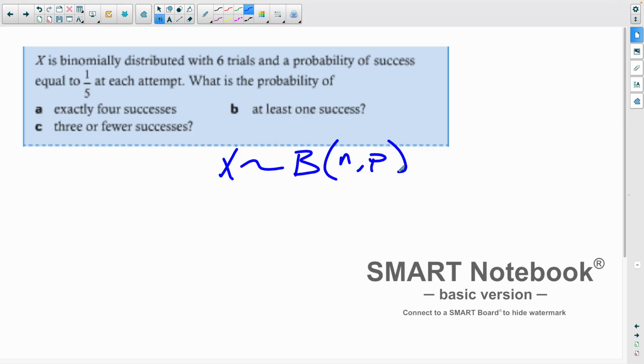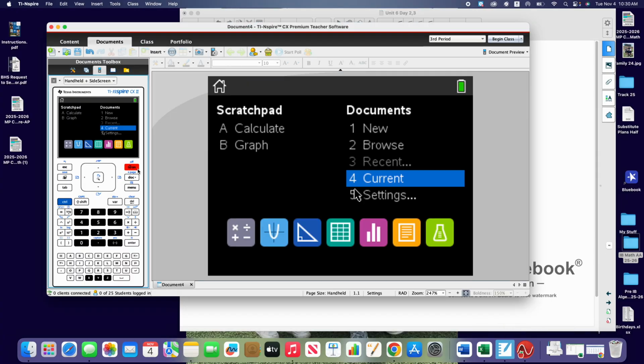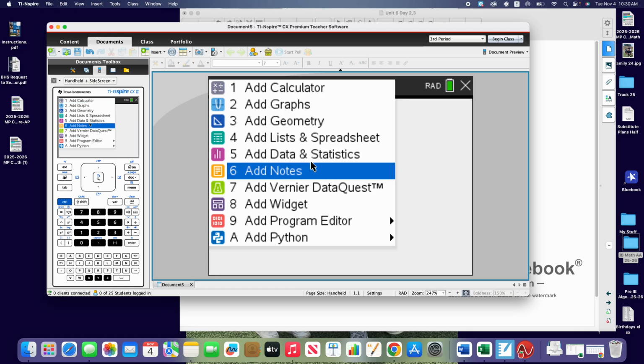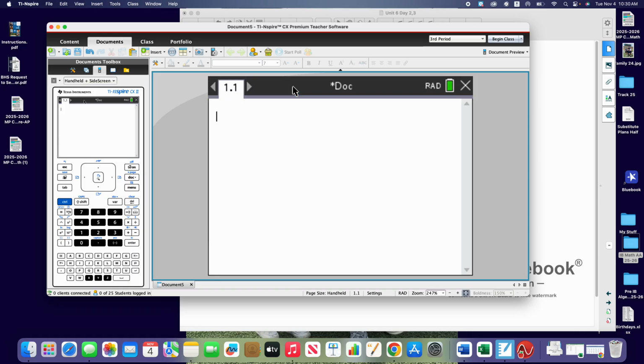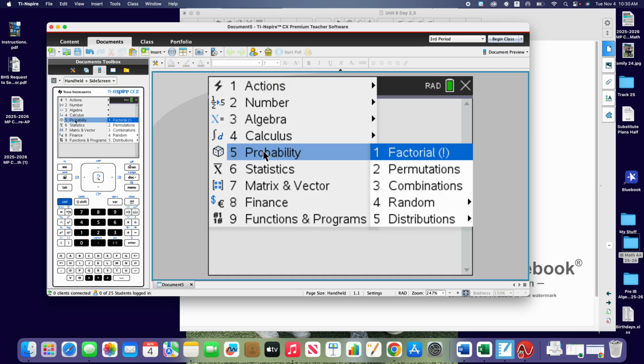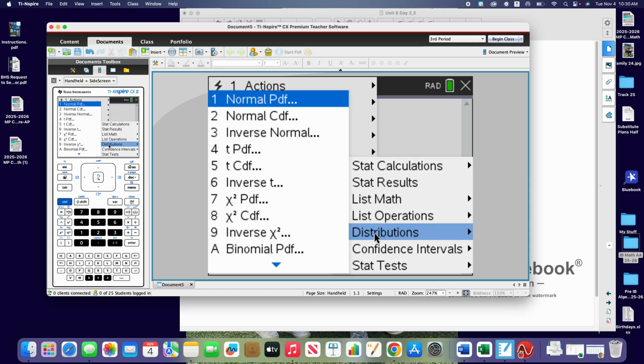So when I go to my calculator, we discussed this real quickly the other day. I'm going to start fresh. I'm going to go on new. No, I'm not going to save that. And I'm going to add a calculator. We talked the other day that there's two locations. We're merging this idea of probability and statistics. So you can go to probability, you can go to distributions, or you could go to statistics and go to distributions. I don't care which one you go. And at the bottom of the list, we see binomial PDF and we see binomial CDF.